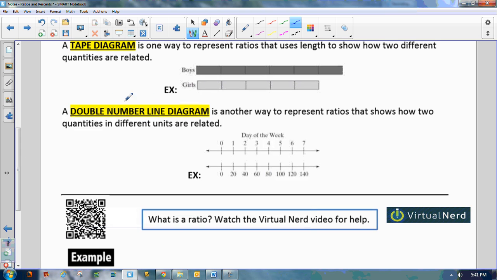3, a double number line diagram, another way to represent ratios that shows how two quantities in different units are related. In this example, we have days of the week, and down here is supposed to be minutes.